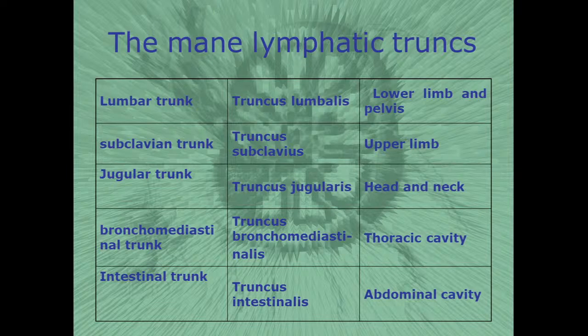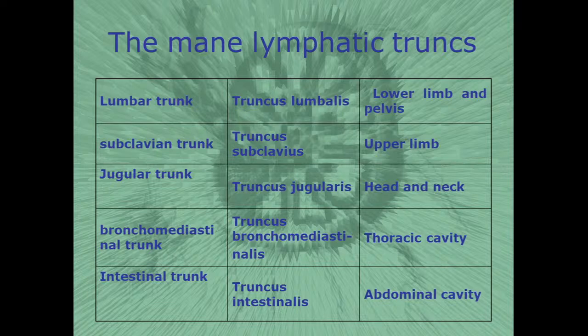So what are the trunks? As I told, just 5, and 4 of them are paired and just 1 is unpaired. The first one is the lumbar trunk, truncus lumbalis, which carries lymph from the lower limbs and also the pelvis. Next is the subclavian trunk, also paired, truncus subclavius. It carries lymph from the upper limbs.